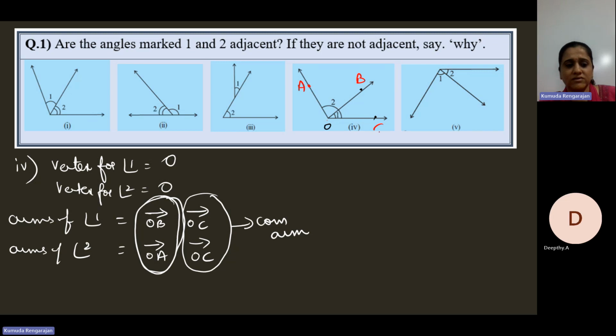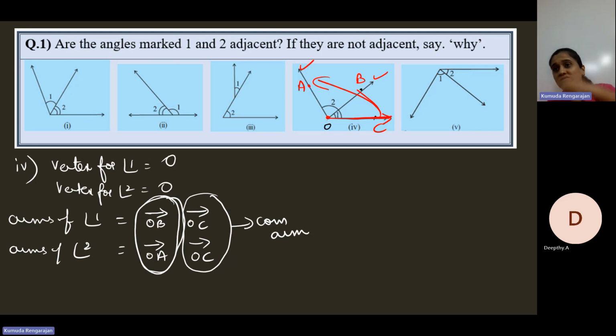I think I had marked like this. One is OB and OC, and OA and OC, correct. So angle 1 and angle 2 have a common vertex O and a common arm OC. These two are the non-common arms. Where do the non-common arms lie? They lie on the same side of the common arm. So they are not adjacent angles.